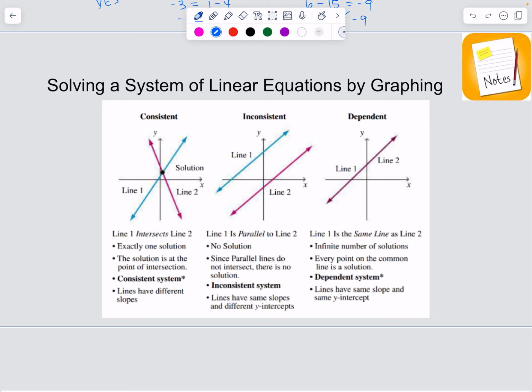Then the last option is if they end up being the same line. That means we have a dependent system, both lines are the same, they have infinite solutions because the whole thing is the solution, they have the same slope, same y-intercept.